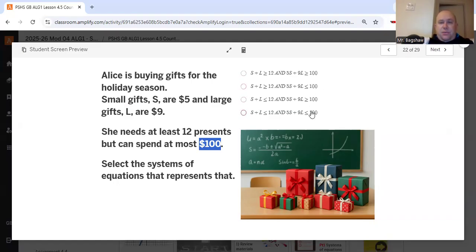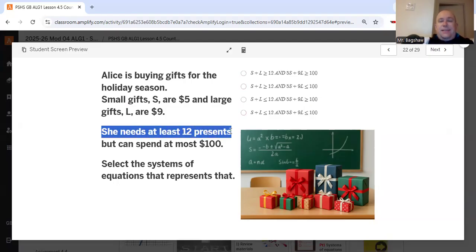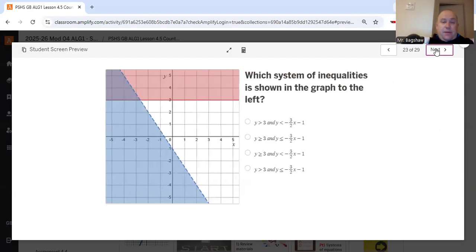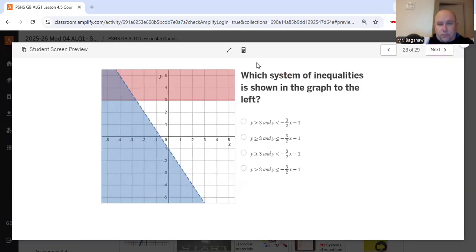And that actually gives me 2 choices, so I need to look at the next statement. She needs at least 12 presents. So that's not less than 12, that's 12 or more. For that reason, I would select this answer. This one says the number of presents together must be 12 or greater, small and large. And this one says the price of the small plus the price of the large must be less than or equal to 100, because the question said at most 100. Once again, don't need to type it in, just got to figure out which one it is.